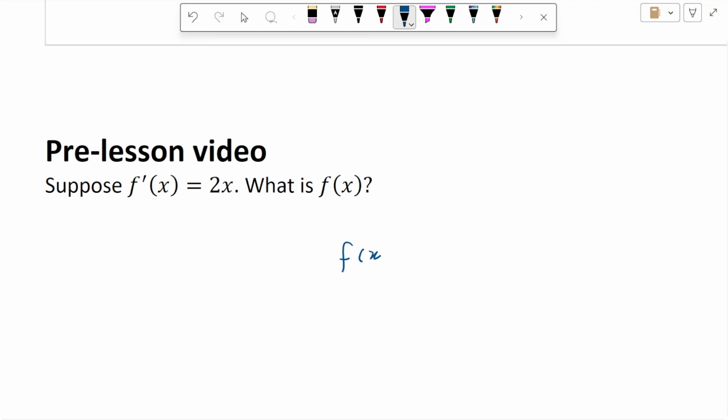So the original function, if you think about your rules of derivatives for a little bit, you might get that it was x squared. Because if you think about differentiating that, the way you would differentiate x squared is you would bring 2 out the front, and the new power would be 1. So essentially, you just don't write it in. And hey, look, f dash of x is 2x. That's what we needed. Good stuff.